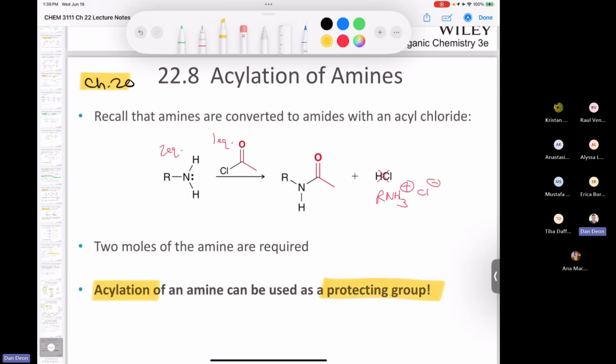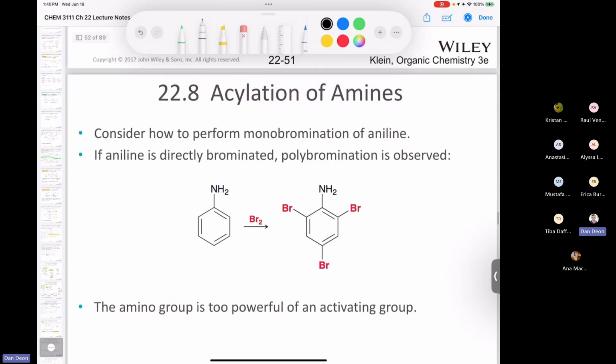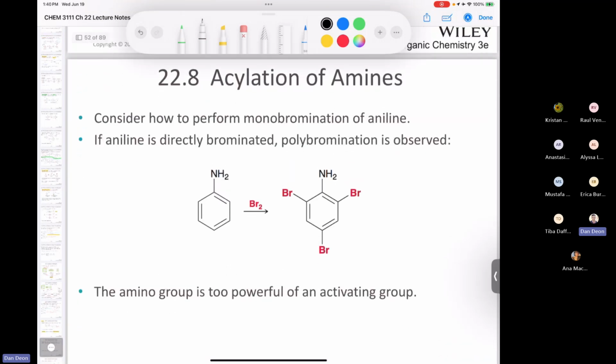What were some of the protecting groups that we've seen before? I'd say TMS, right? A silyl ether is a protecting group that we used during Grignard synthesis when we had an alcohol that we wanted to protect, for example. So why would you want to protect an amine? Well, take a look at this specific example here.